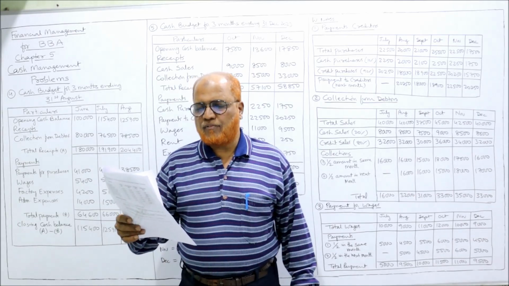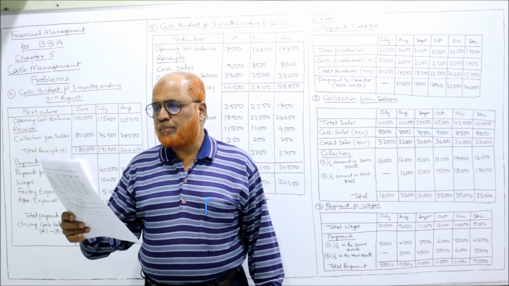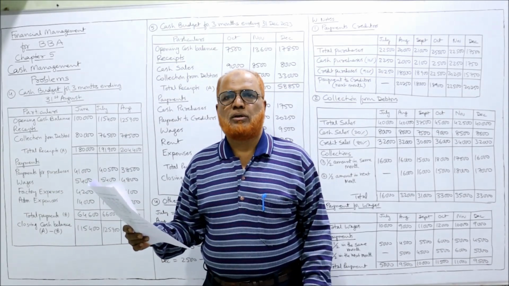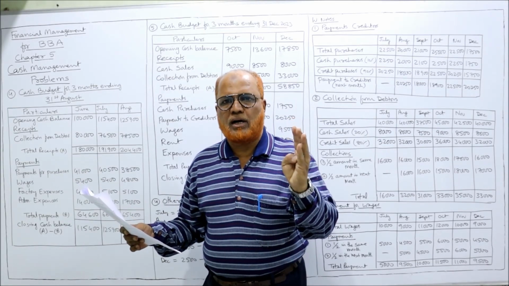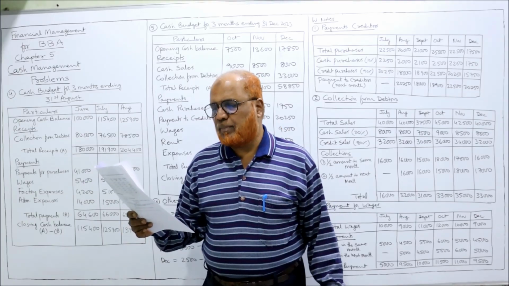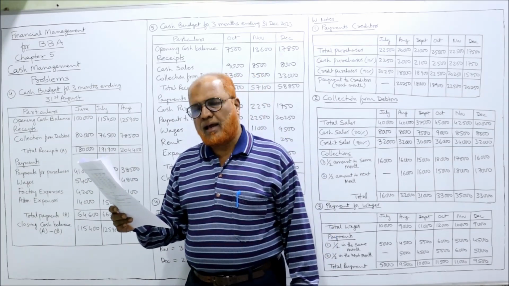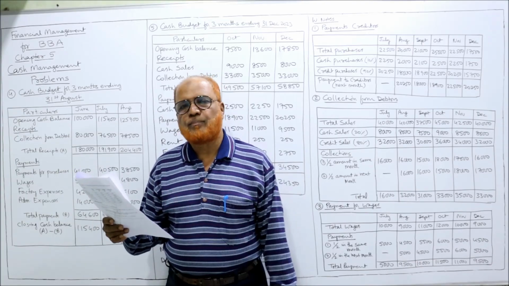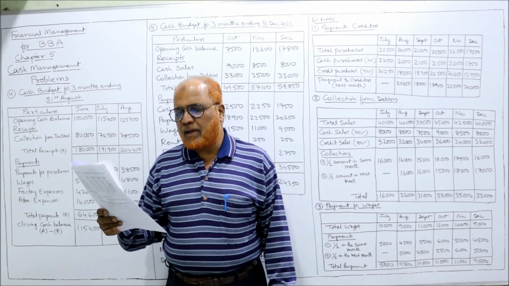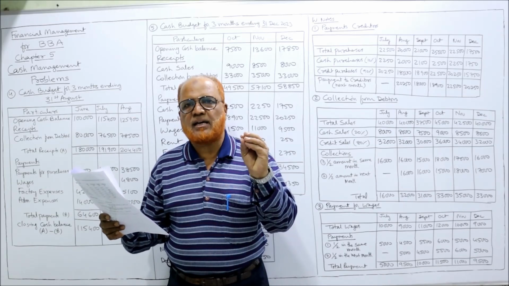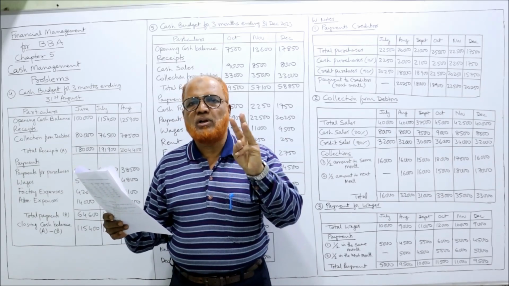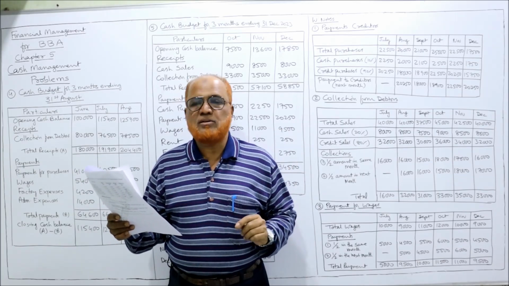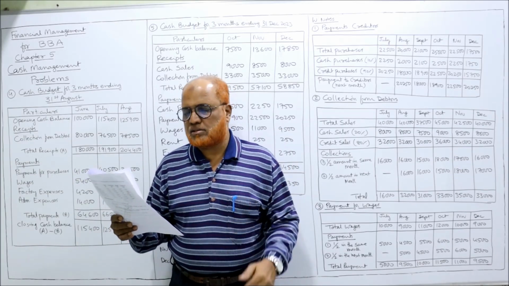Come on, see the problem number 4. From the following information, prepare cash budget for 3 months beginning from 1st June. So June, July, August. 3 months we have to make the budget. When the bank balance was 1 lakh, that means on 1st June, opening cash balance is 1 lakh. Now April, May, June, July, August, 5 months data is given. But we need the budget only for 3 months, June, July, August. The extra April and May is also given for our calculations.